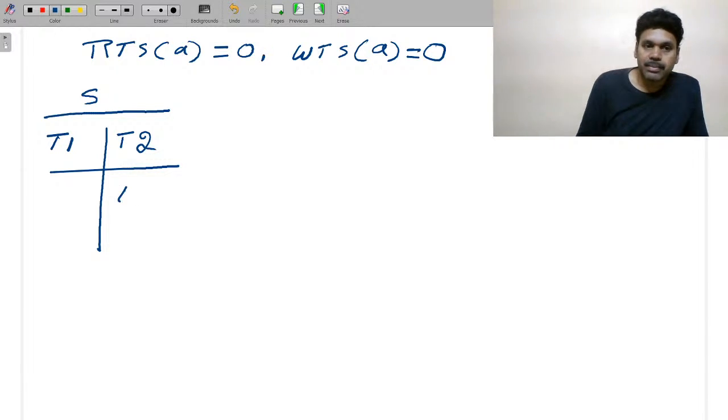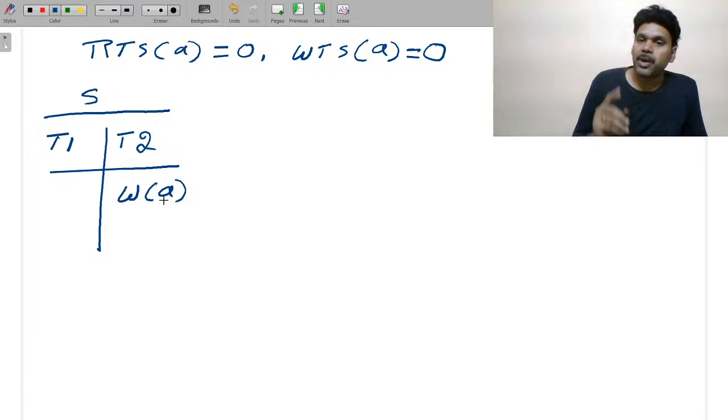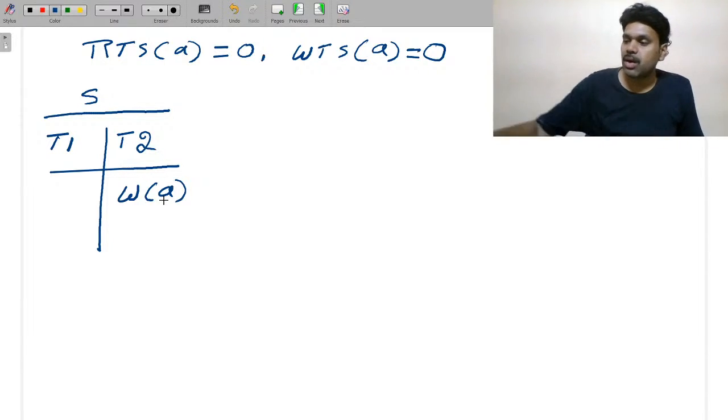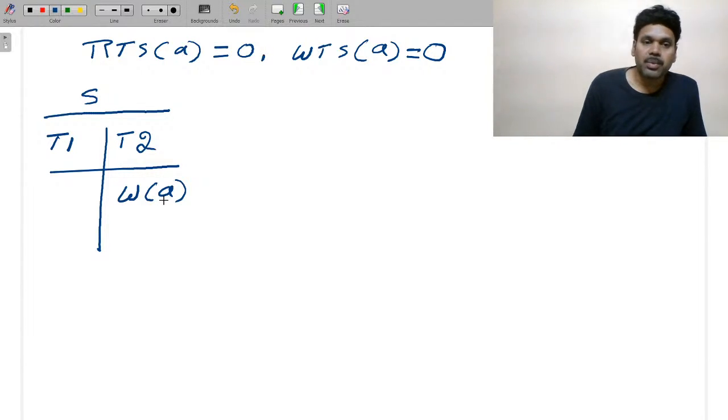Now I say W of A. Is it possible or not? T2 write operation is possible or not? Yes. Then which timestamp is going to be updated? Let us take 20. The write timestamp is going to be updated, right? So this becomes 20.